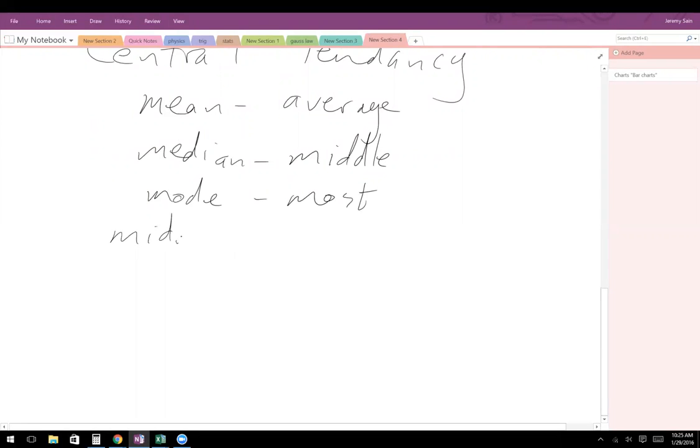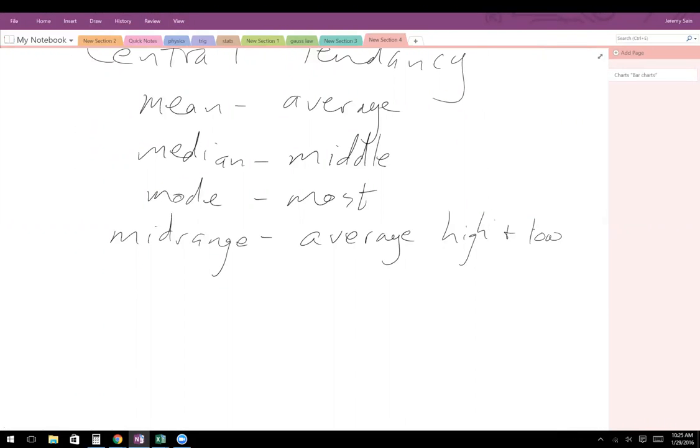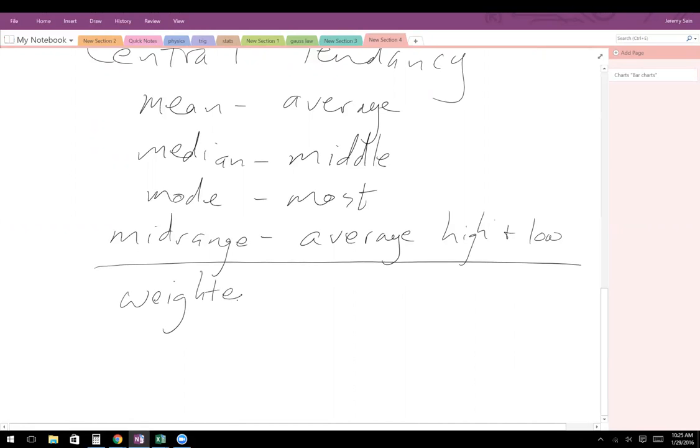Do you know the mid-range? It's exactly what it sounds like. It's the one in the middle of the range, so it's just the average of the highest and lowest. So high plus low divided by 2. And those are all pretty easy. I'm not going to talk about them. If you have questions, feel free to come talk to me.